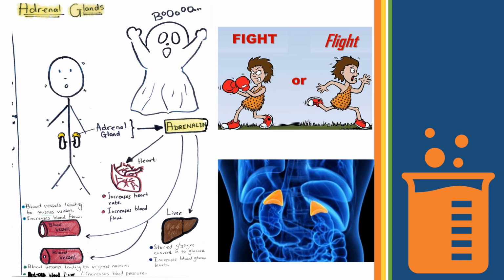In the muscles, the blood vessels in the muscle widen and increase the blood flow in the muscle. However, in the organs, the blood vessels narrow and it reduces the blood flow in the organs only, so that it can help us prepare for fight or flight situation.